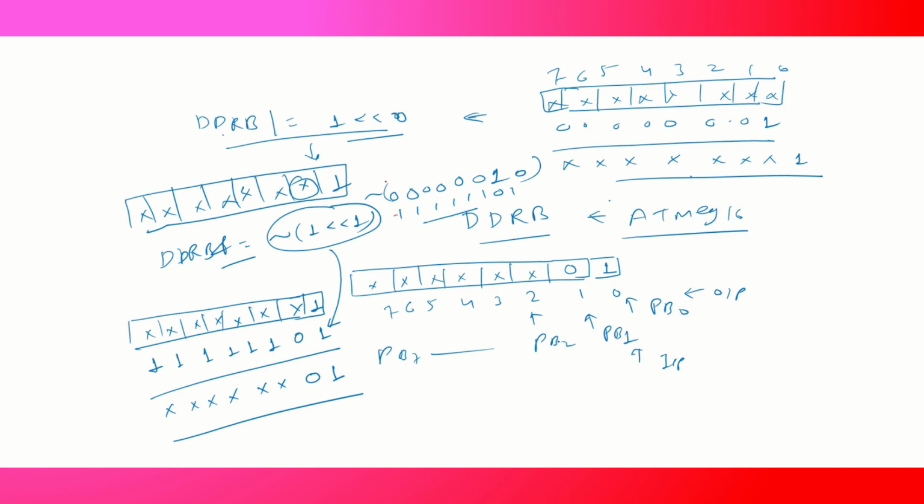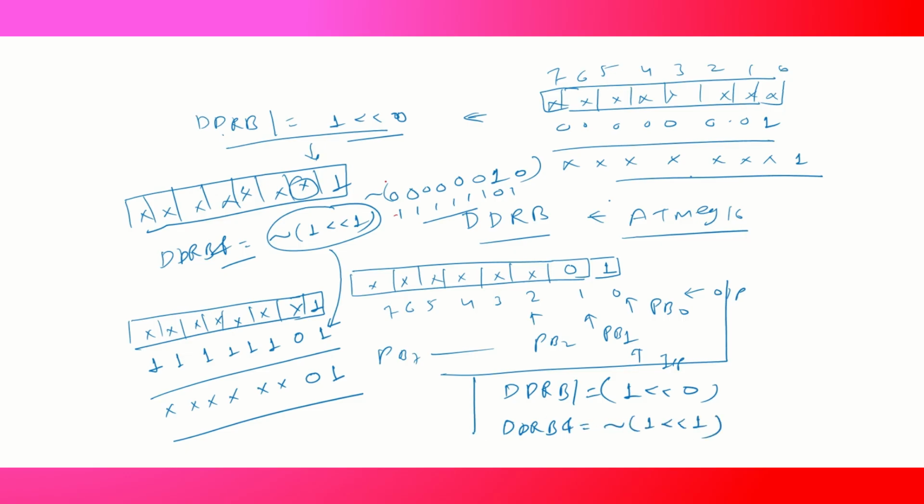So we can write here. The first statement will be DDRB OR is equal to 1 left shifted by 0, and then the next statement will be DDRB AND is equal to NOT 1 left shifted by 1. So using these two statements we can configure the pins in the respective modes.